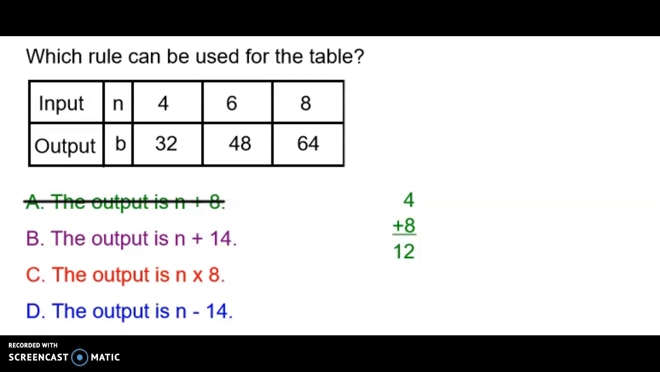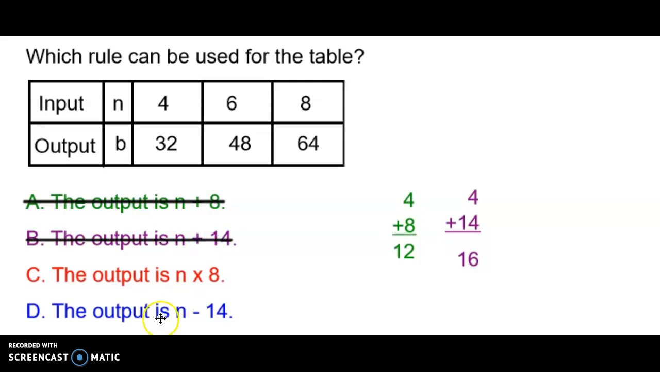All right, now let's look at the next one. Let's look at B. B says the output is n plus 14. So n being the 4 and then adding 14 to it. So 4 plus 14 is 16. Well, is our output 16? No, it's not. So again, we can now cross off B. The answer is not going to be B. Okay. Now let's try C.